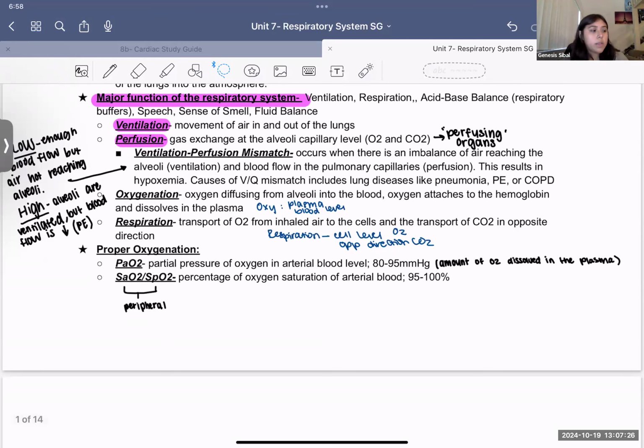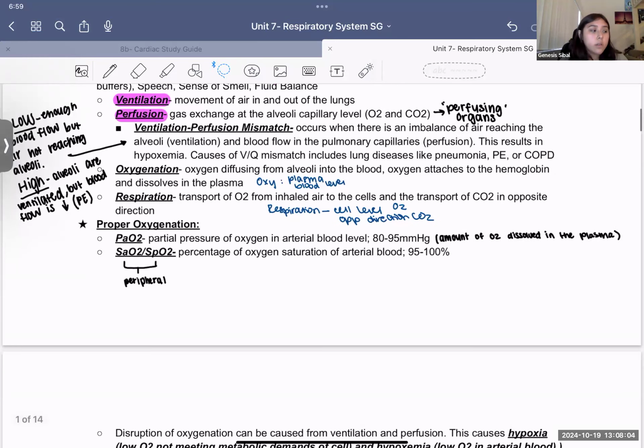So major functions of the respiratory system: ventilation, respirations, acid-base balance. And so we know that with the respiratory buffers, when we're talking about CO2, speech, sense of smell, and fluid balance as well. And when we're talking about oxygenation, again, we're talking about ventilation and perfusion. Perfusion meaning that we're talking about perfusing organs, right? Like on a capillary level, when we're perfusing these organs between O2 and CO2 and getting rid of those waste products and then getting properly oxygenated. And then when we're talking about ventilation, we're talking about the actual movement of air coming in and out when you're inhaling, when you're exhaling.